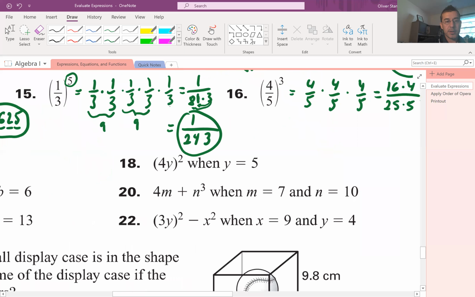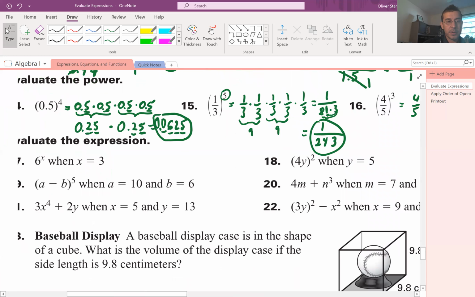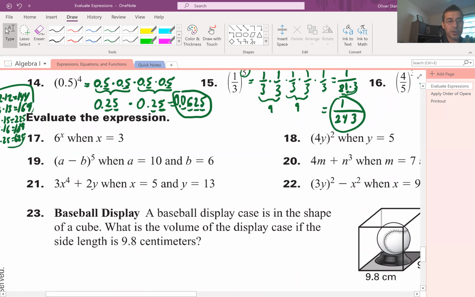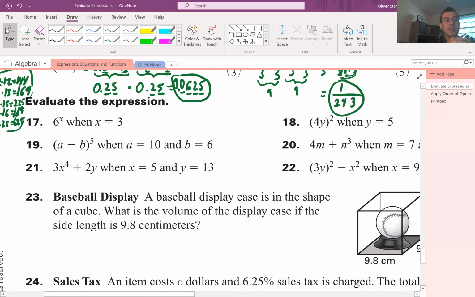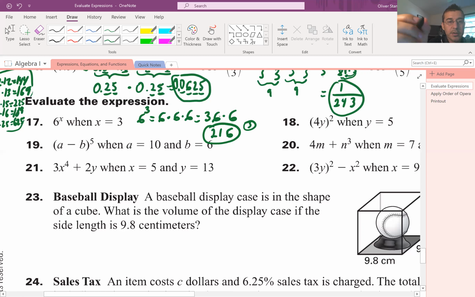Now the other set of problems is evaluate the expressions. So 6 to the x power when x equals 3, so that becomes 6 to the third power, or that's the same as the base is 6 times 6 times 6, or that is 6 times 6 is 36 times 6. So that is 6 times 6 is 36, 6 and 3 we remember. 3 times 6 is 18 and 3, 216. So 216 is the answer for number 17.